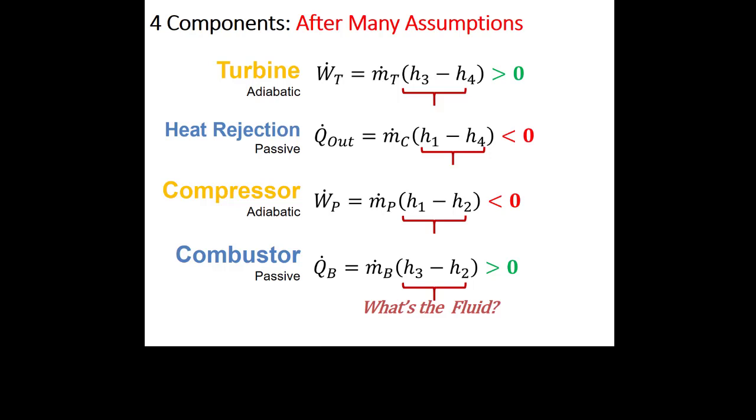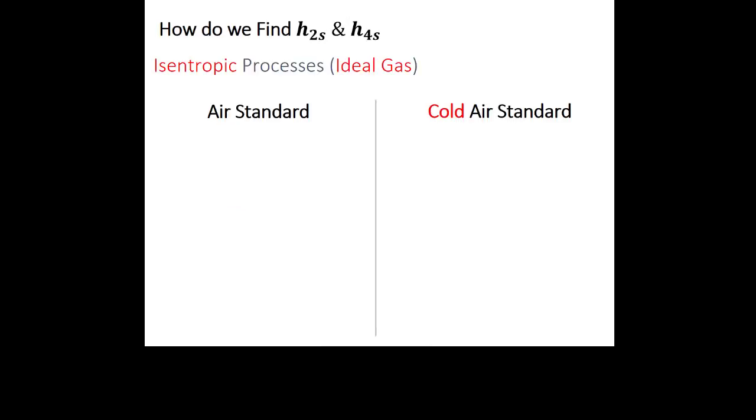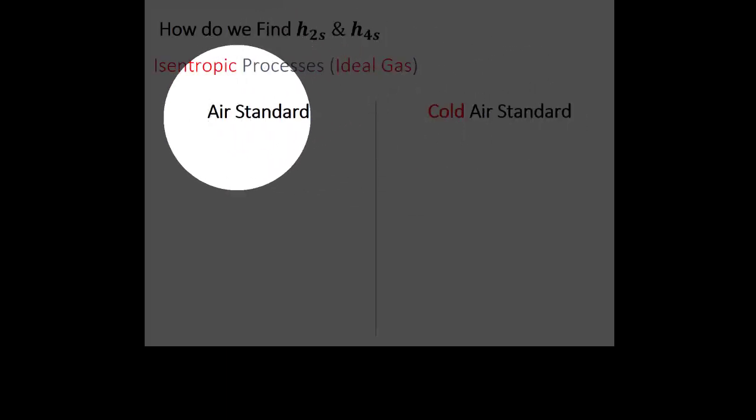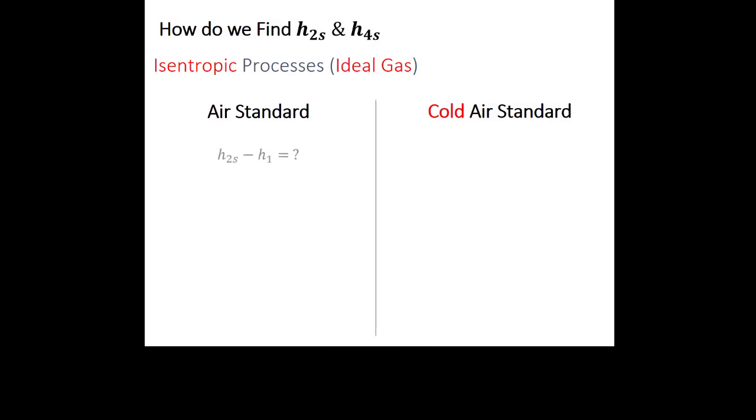Then I ask myself, what's the fluid when I start to fix the states? And because the fluid is an ideal gas, I fix the states differently than I do for Rankine cycles, right? So when it's an ideal gas, I got to ask myself, is it constant specific heat or cold air standard? Or is it variable specific heat or air standard, right? What's the difference, right? For an air standard analysis, delta h is going to be delta h, right? So if it's variable specific heat, I actually have to find the individual values of h.